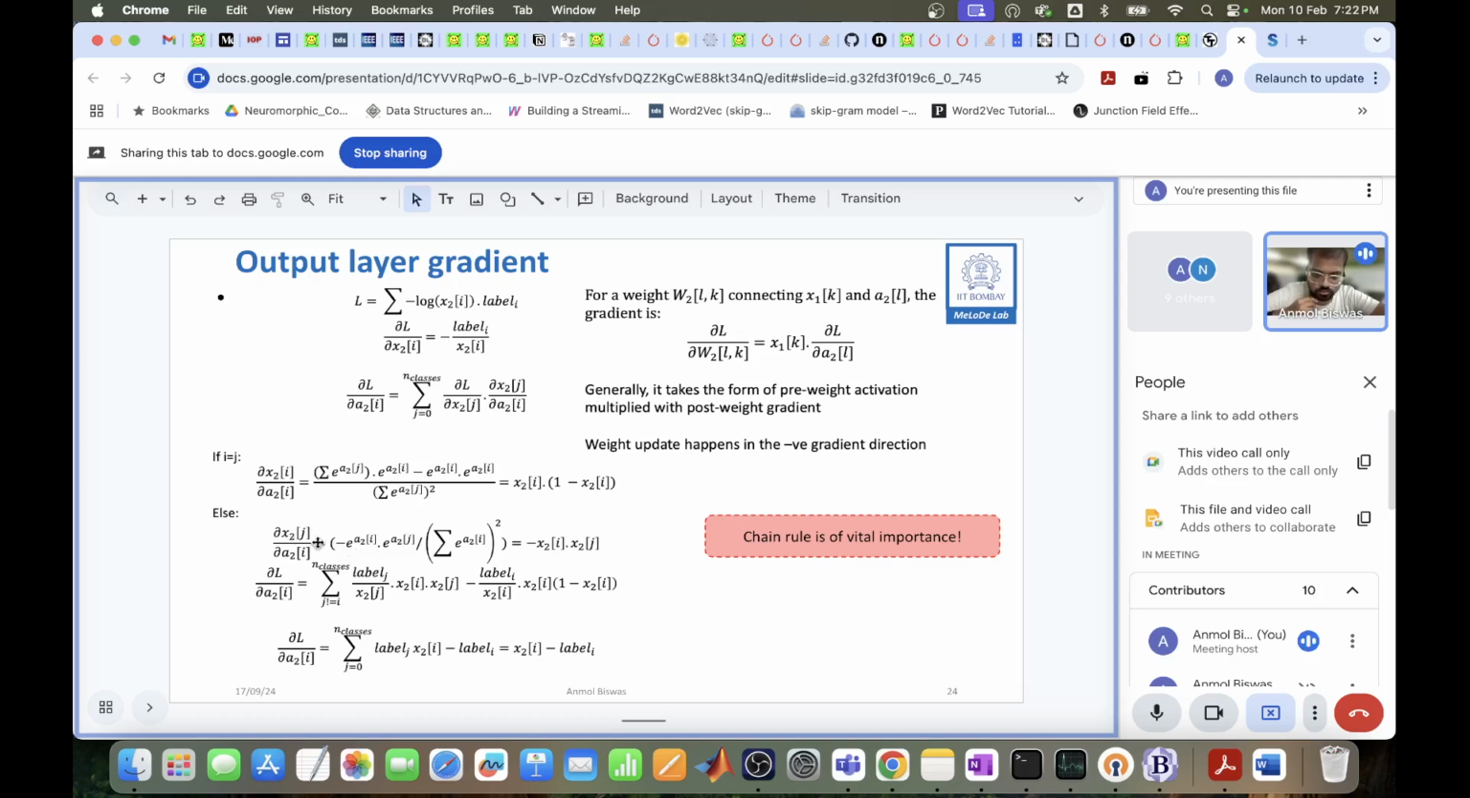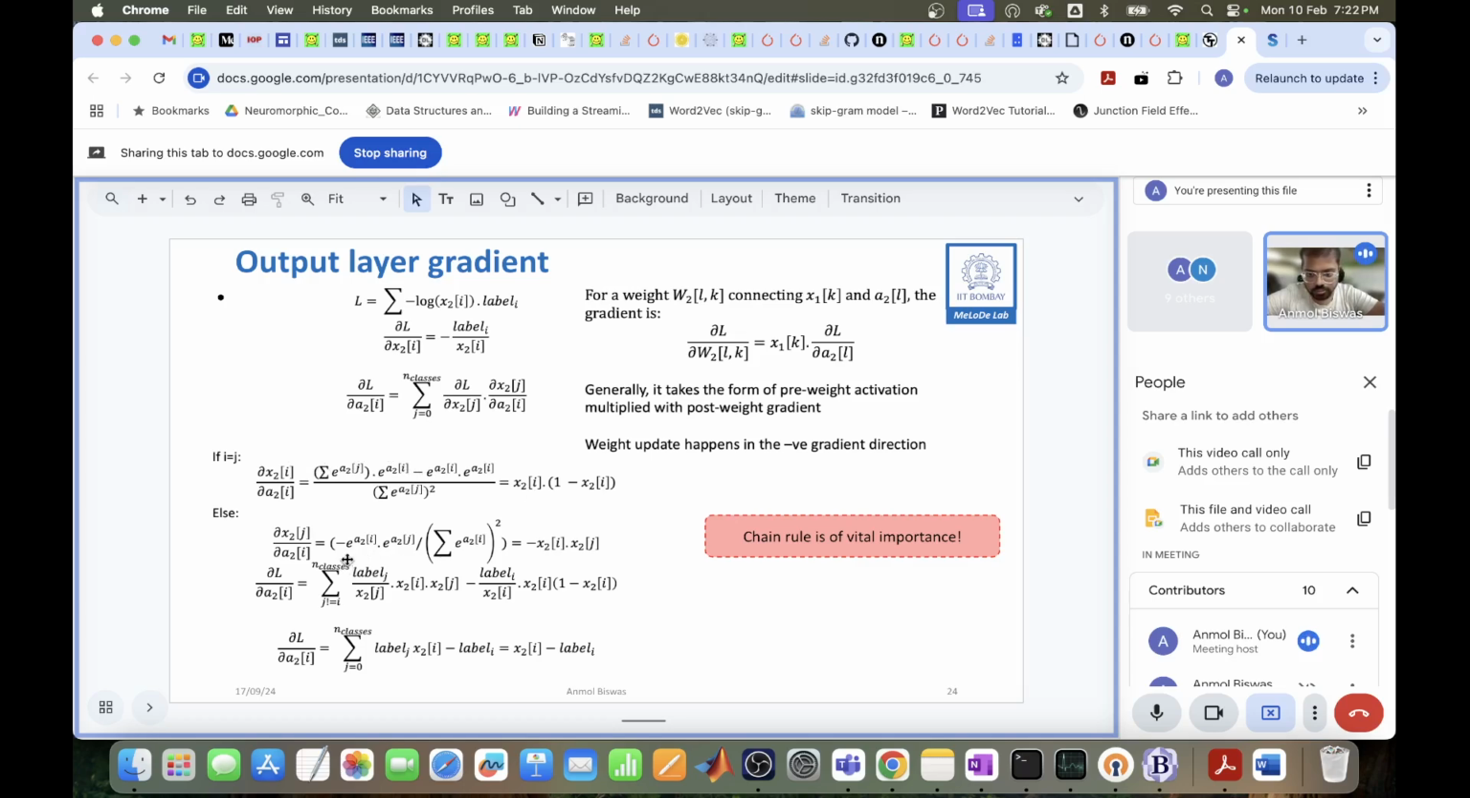Because x2, the numerator of x2j, depends only on a2 of j. It does not depend on a2 of I, right? So the gradient with respect to that numerator will become 0, which is the first term over here. The first term will be 0. The second term will survive, right?